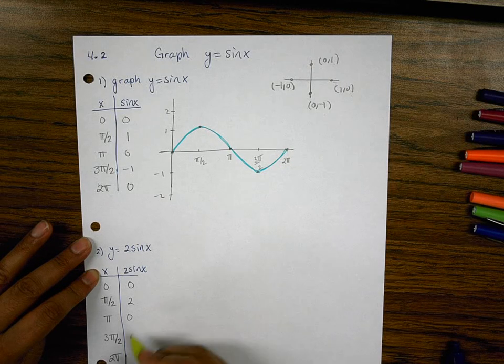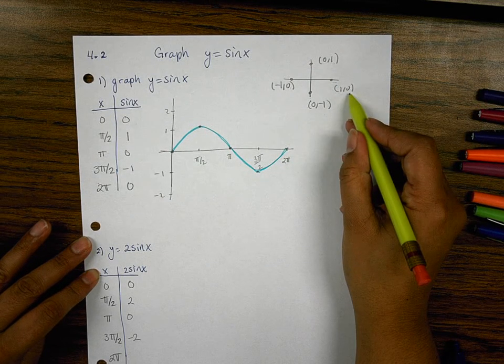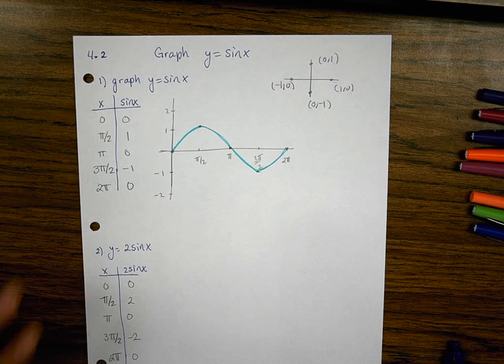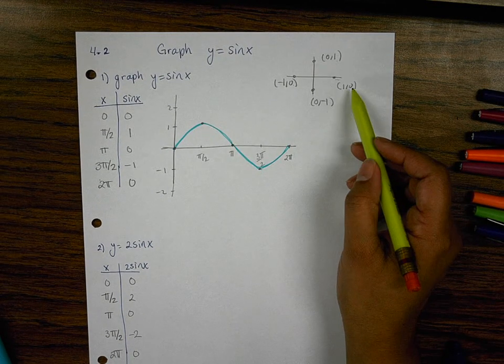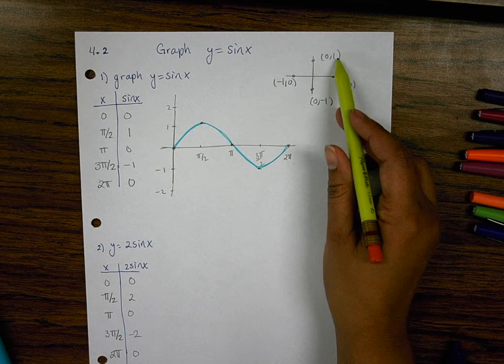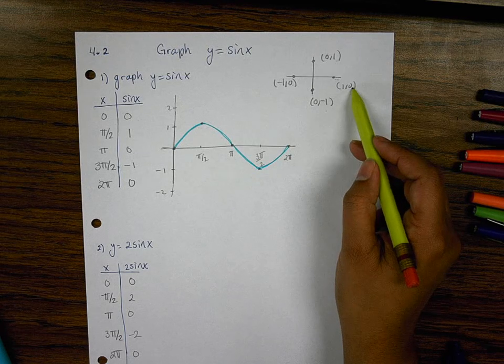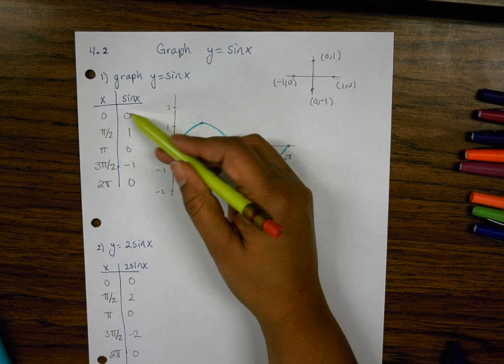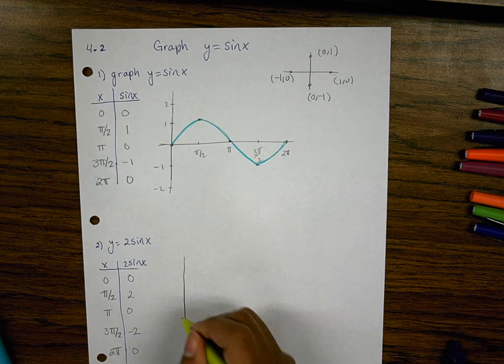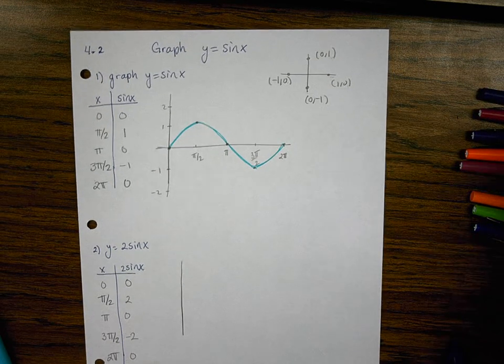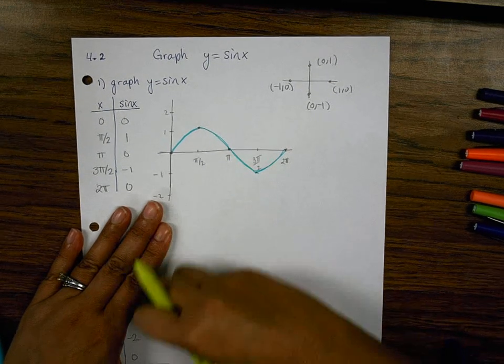0, 0 times 2 is still 0. Negative 1 times 2 is negative 2. And 0 times 2 is still 0. So those are new sets of numbers. Again, taking the sine values, the 0, 1, 0, negative 1, 0, or this set of values here, and multiplying them by 2.